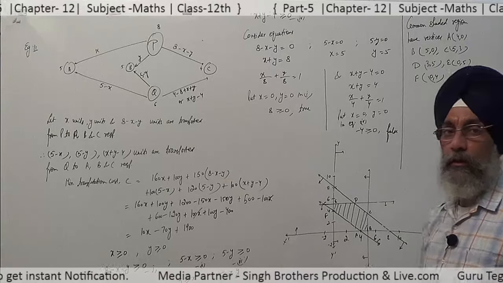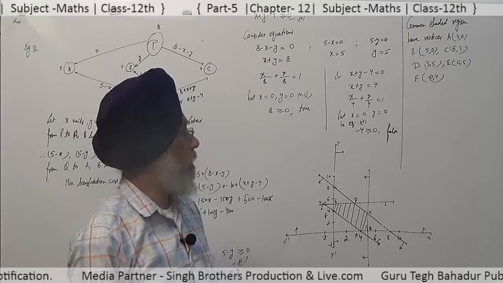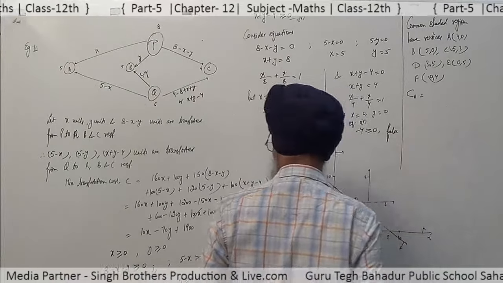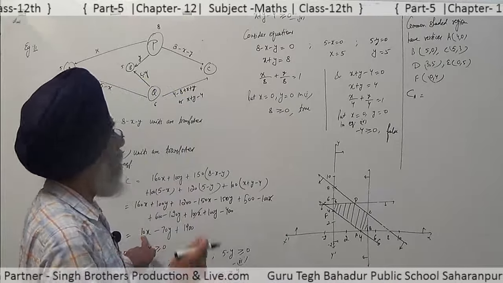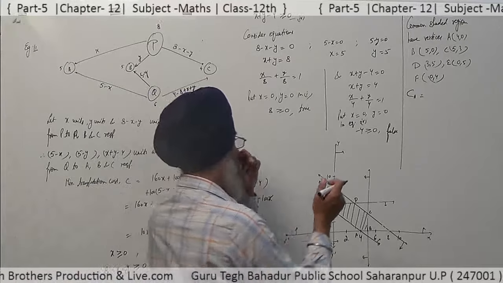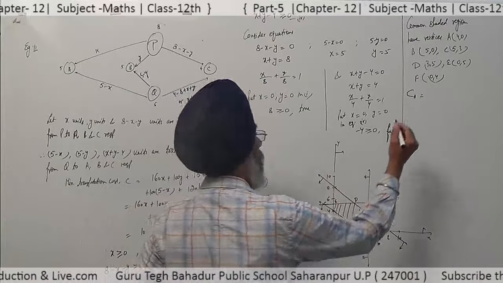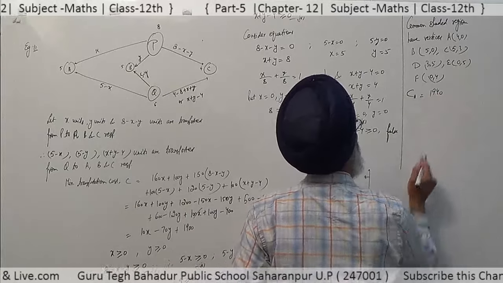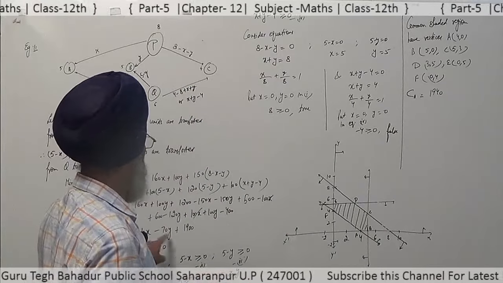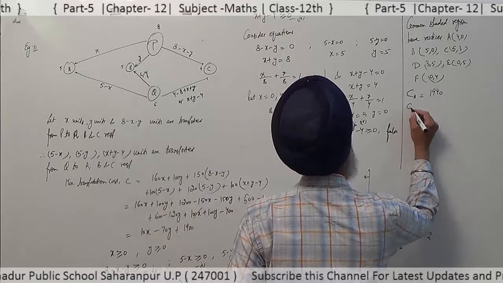Now we have to check the value of C at all these different points to check where the cost is minimum. So C at A, placing the value here, it is 4 and 0, it's 40, 1940. If we take 50 here, 50 means 500 and this 550 and this 1950.